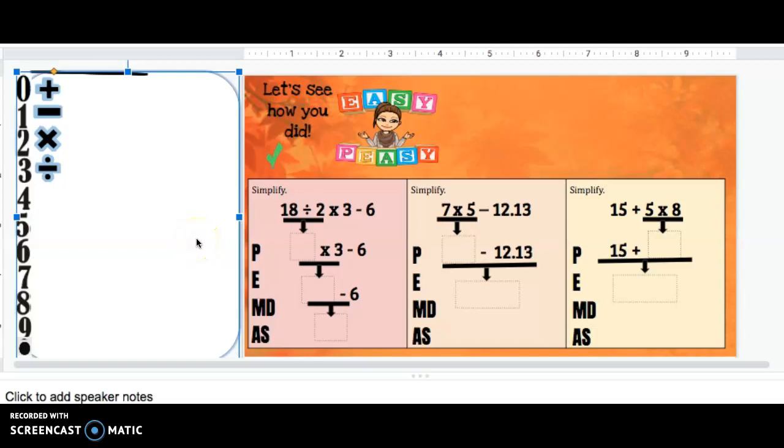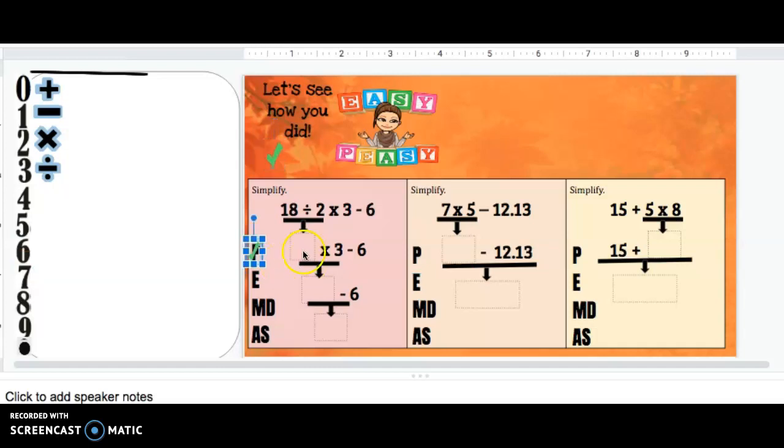Okay guys, let's begin going over our on your own from yesterday to see how you did. So it says 18 divided by 2 times 3 minus 6. If we're looking at PEMDAS, we first start off with parentheses. Do we see any parentheses? No.